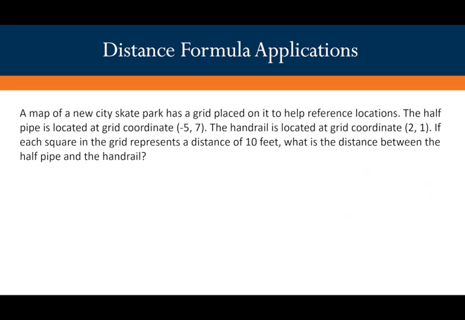Okay. A couple application examples. So we've got here a map of a skate park, and they are putting a grid on top to help plan this out and reference the locations. They're going to put a half pipe in, that's cool, at the coordinate negative 5, 7, and a handrail at coordinate 2, 1. And the grid map, 1 square maps to 10 feet in real life. So we want to know the distance between the half pipe and the handrail.